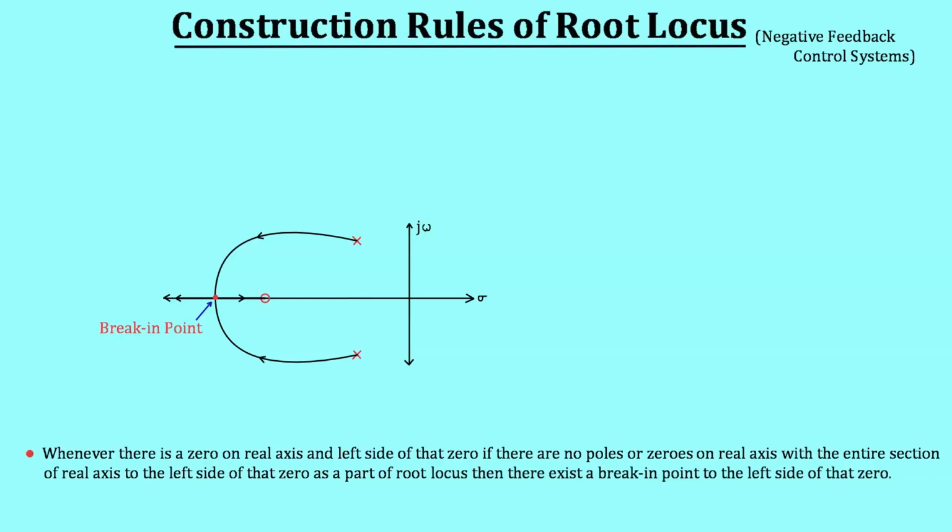Now read the statement once again. Whenever there is a zero on the real axis, and to the left side of that zero there are no poles or zeros on the real axis, with the entire section of real axis to the left side of the zero as a part of root locus, then there exists a break-in point to the left side of that zero. I hope from the shown example, the last statement is crystal clear to you.